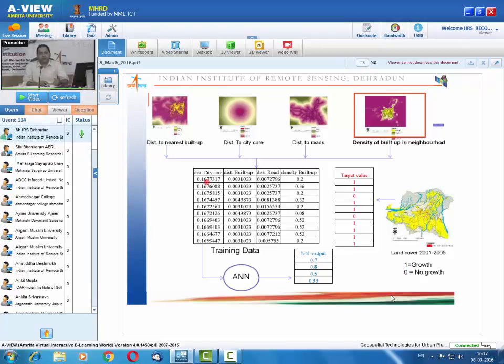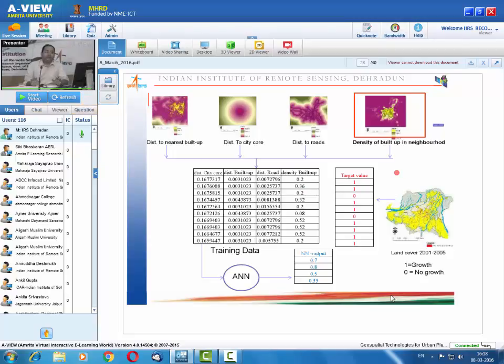So we say, if these are the cell values, the cell changed, giving the output value 1. That means if these are the attributes of a piece of land, that piece of land will change from non-built up to built up. But if these are the attributes of the land, the piece of land will not change from non-built up to built up.